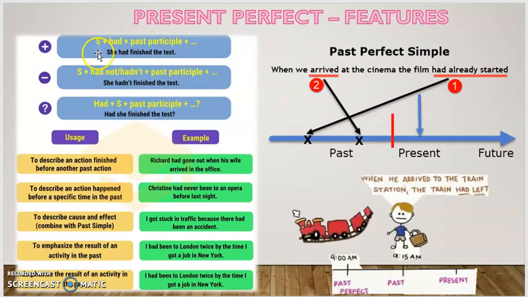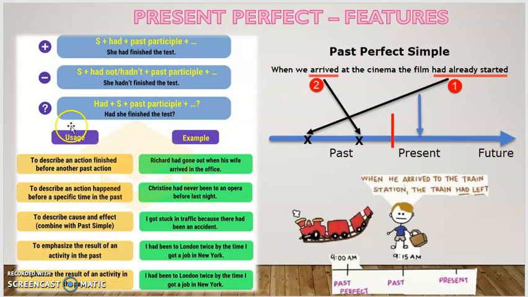For the grammar, we use the subject, had, and the verb in participle past. For the negative, we use it in this way. We add only not after the had. And for the questions, we write first had, subject, participle, and the question mark. Okay? Examples. She had finished the test. Ella había terminado el examen. She hadn't finished the test. Ella no había terminado el examen. And the question, had she finished the test? ¿Había ella terminado el examen?